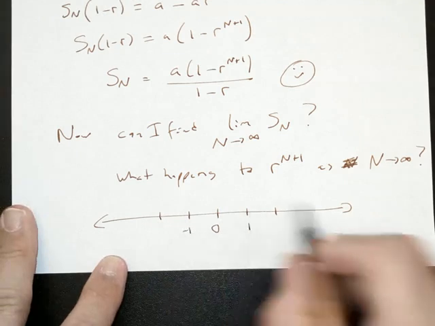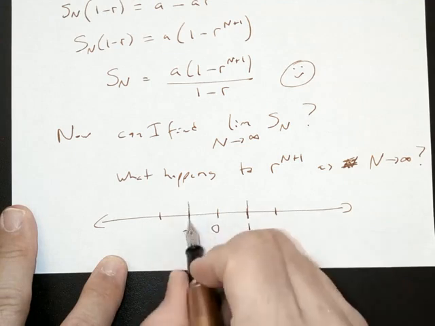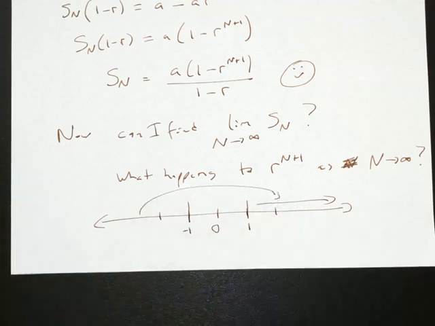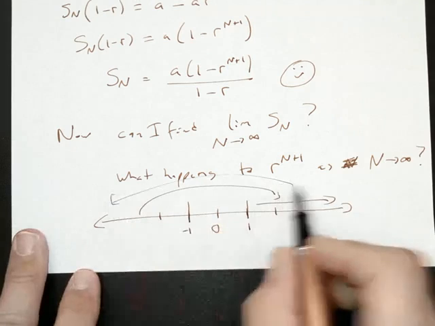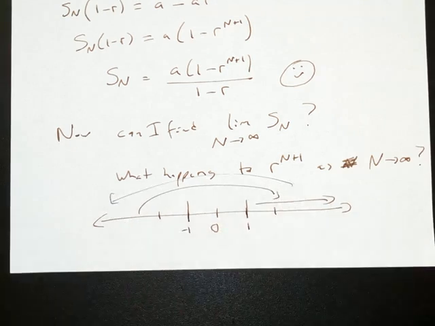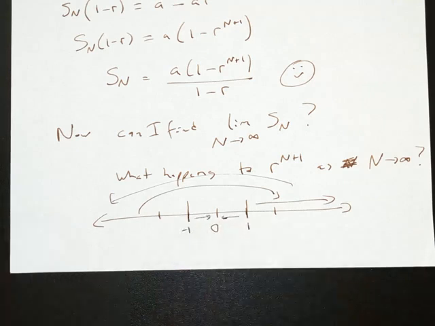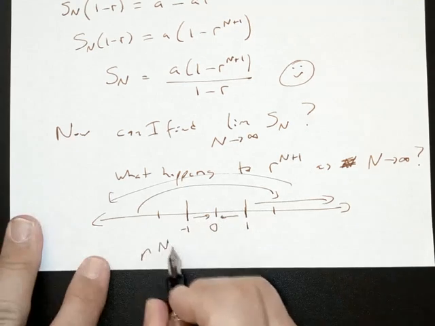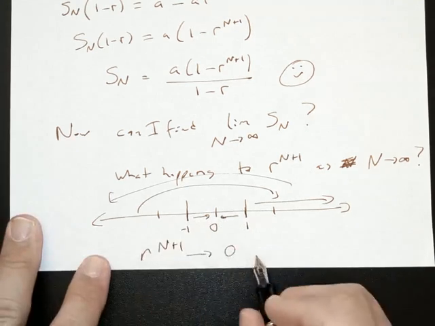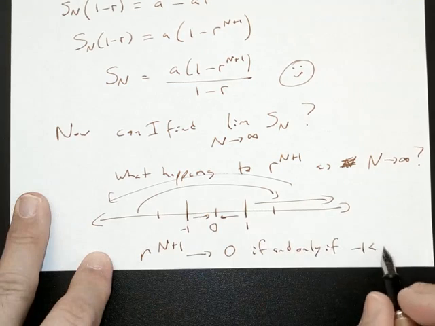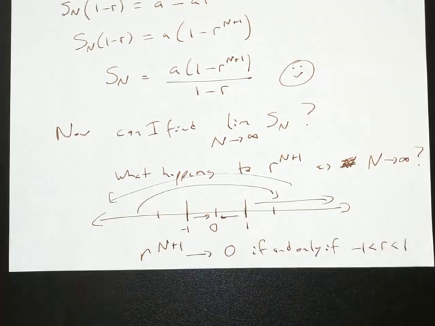If we were outside of -1 and +1, we went off to infinity. If we were on this side, we ended up over there after we squared, and then we went back and forth, but we kept getting bigger. If we were in between -1 and 1, we went to 0. R to the n plus 1 goes to 0 if and only if R is between -1 and 1. Otherwise, R to the n plus 1 diverges.